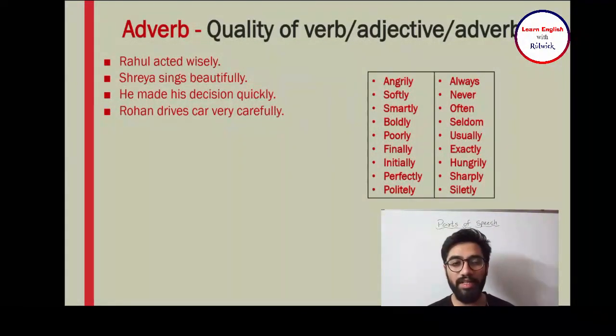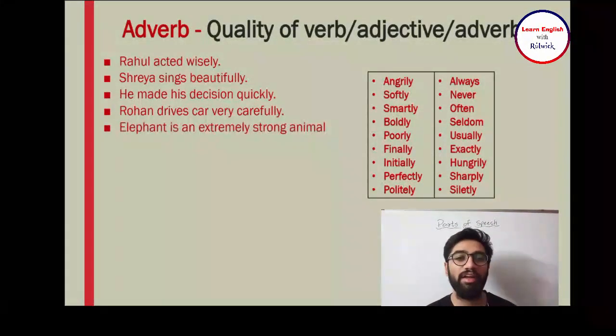I'll give you a hint. In this sentence we have two adverbs present. And the last sentence, elephant is an extremely strong animal. In this sentence we have a noun, an adjective and an adverb as well. Let's look at the answers.